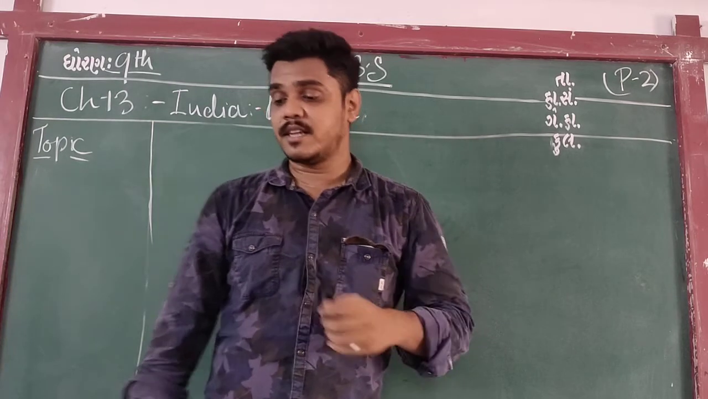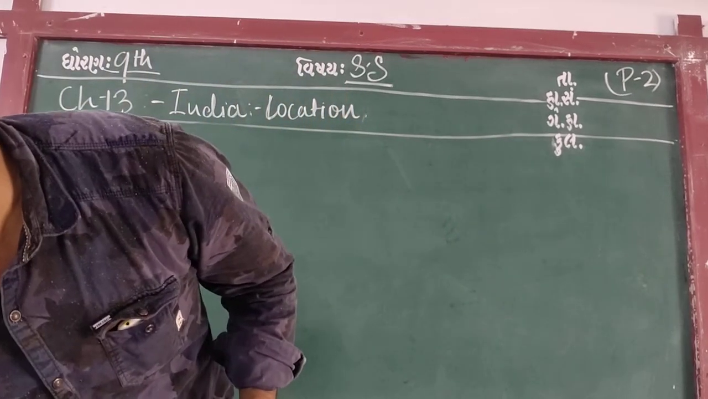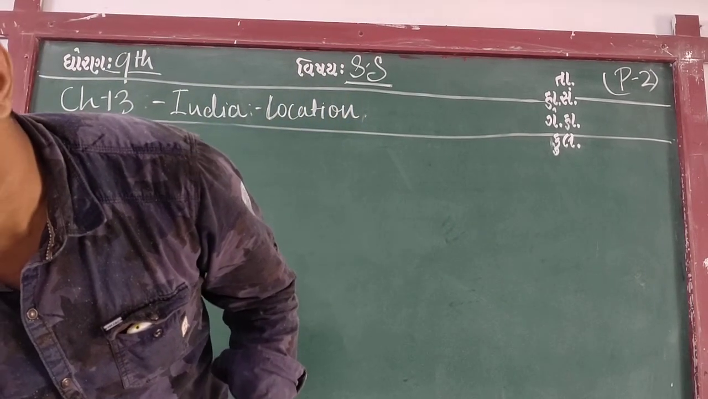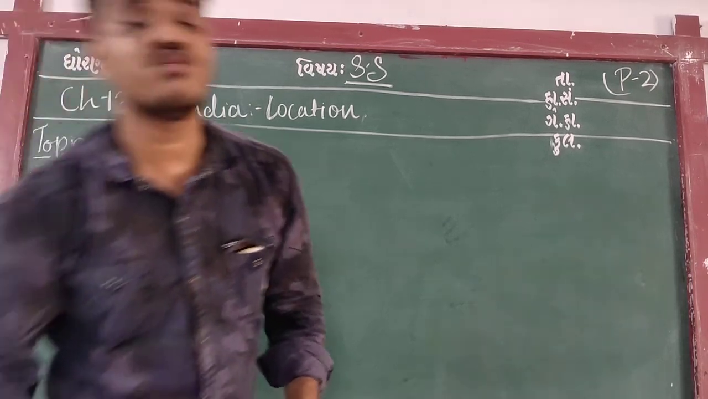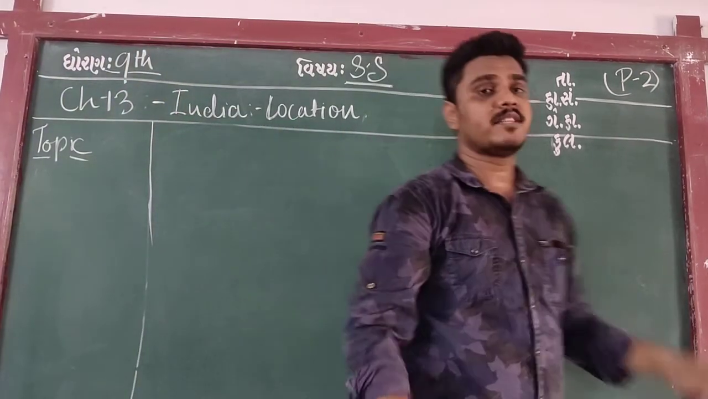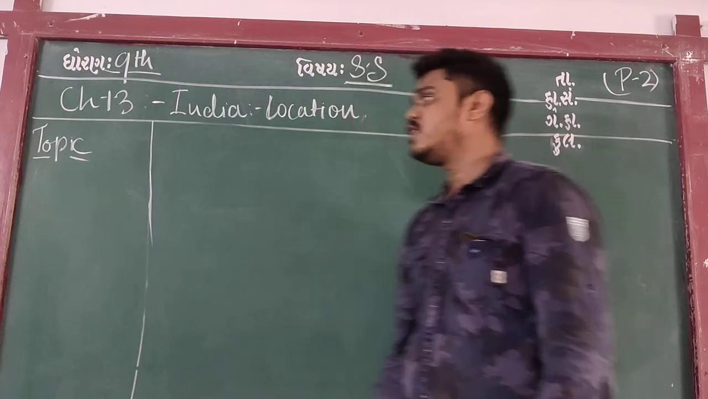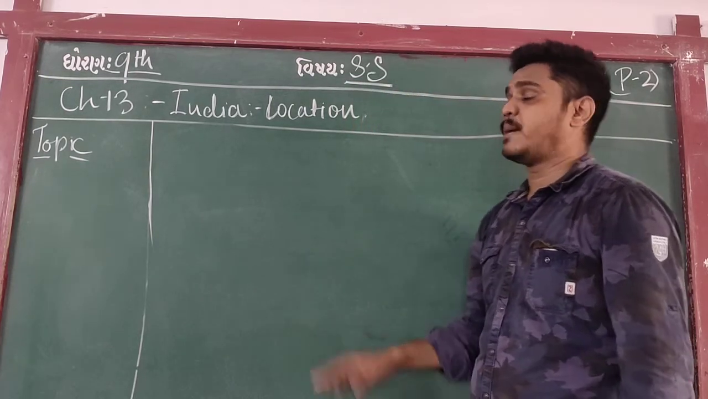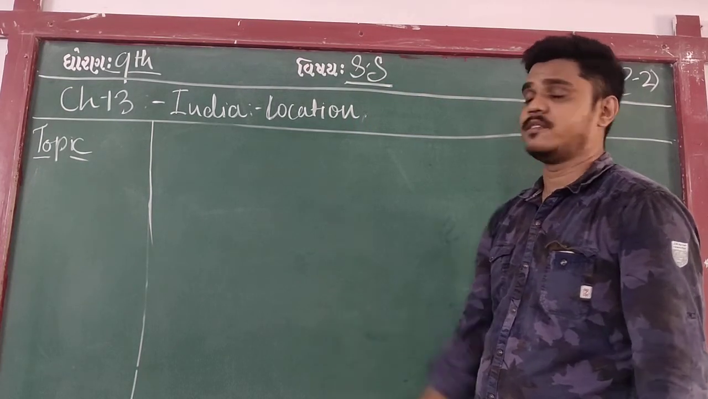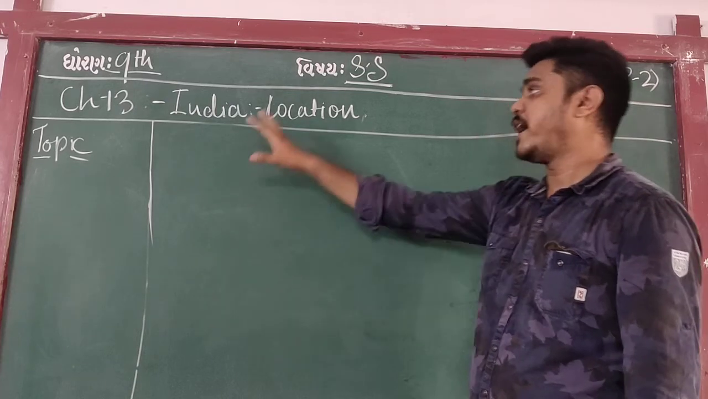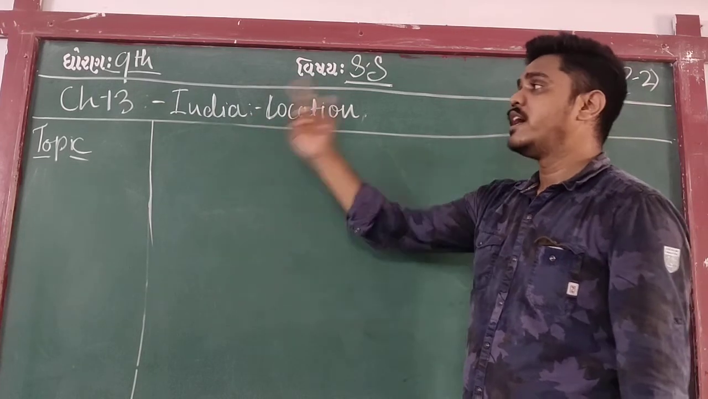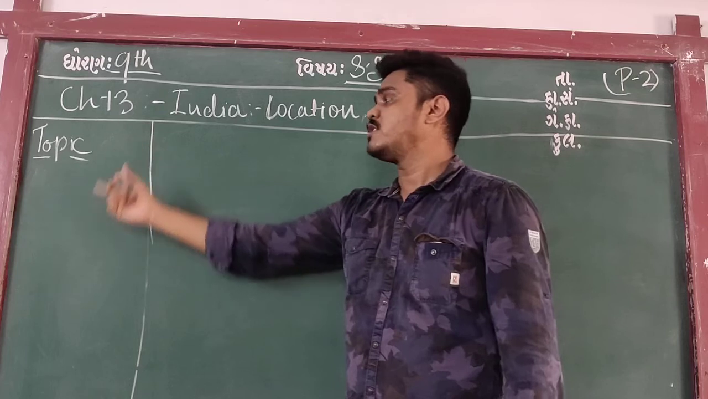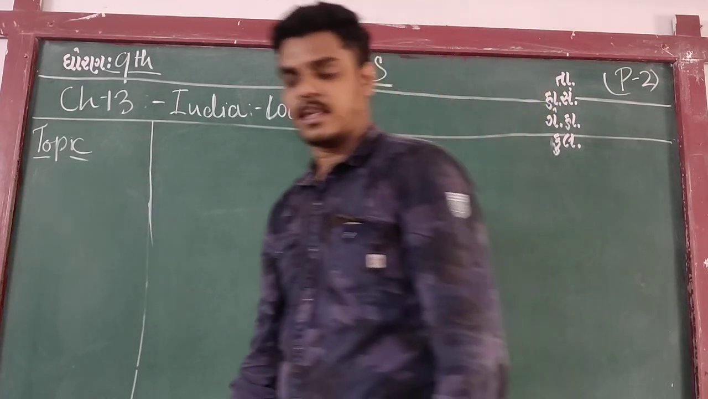Also, we discussed the Suez Canal and many more things. We discussed sea routes passing through these oceans. Got it. So here our chapter 13, India location and physiography part 1, is over. In the next lecture we will discuss chapter 14. Okay. Thank you very much.